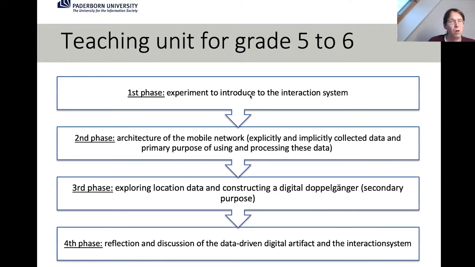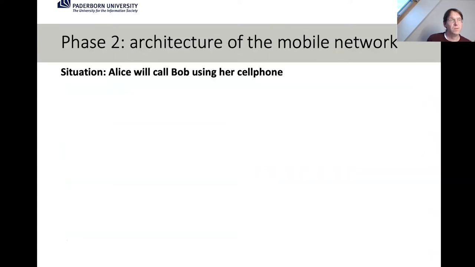When is the connection lost? Whatever, some experiments in order to shift the attention not to the communication, but to the protocol behind. And then we go into the details of the architecture of the mobile network. And then we learn that also location data is the implicit data that's collected. And then we use this location data to design a digital doppelganger and reflect on it.